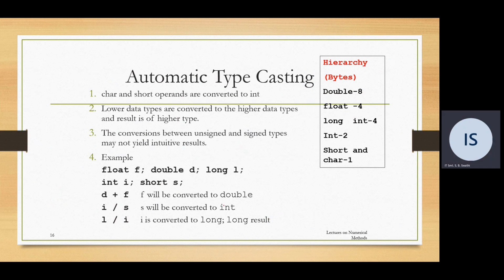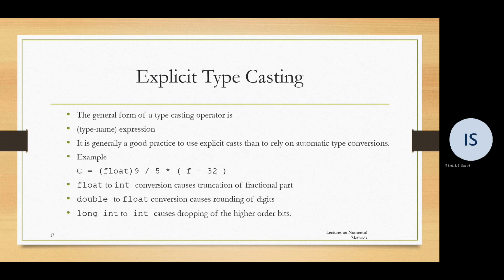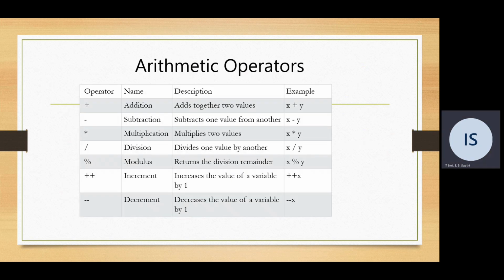So this is again a similar example. And these are the bytes which will be taken by each type of variable. Character 1 byte and short int also 1 byte. Normal int will take 2 bytes, long int 4 bytes, float 4 bytes, and double 8 bytes. So the length of the memory will increase from bottom to top. This is an example of explicit typecasting.